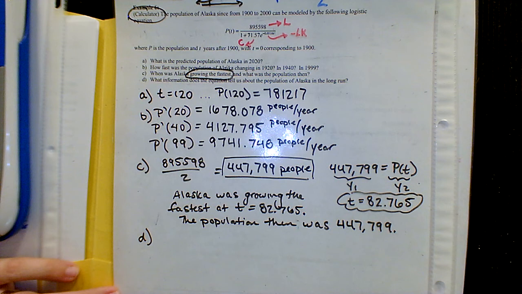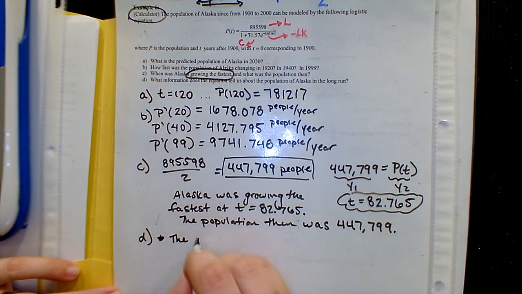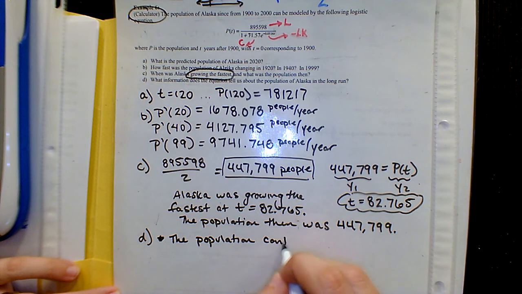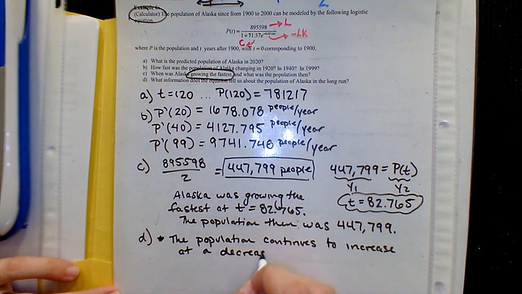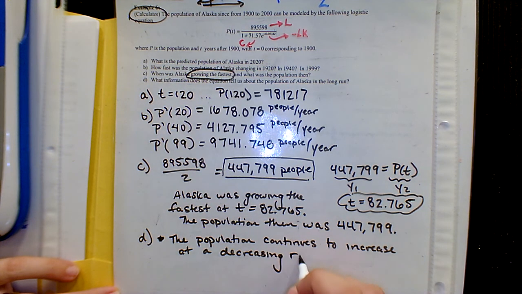Do we know something specific about the population? Maybe we'll write down Caitlin's first. The population continues to increase at a decreasing rate.